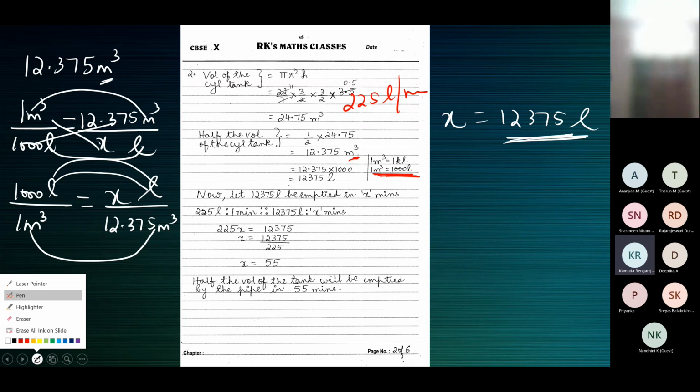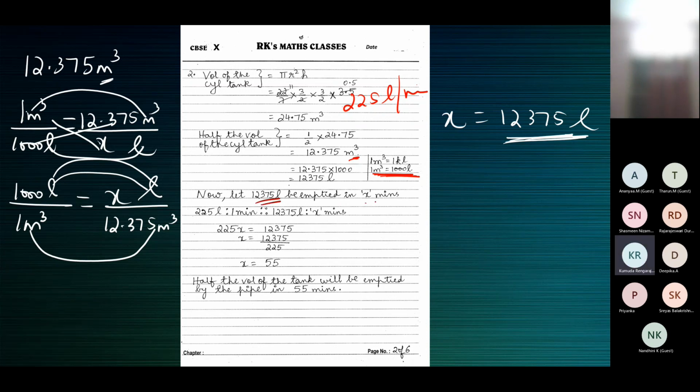Now what have I written? Let this volume be emptied in x minutes. If you've used x earlier and calculated, use y minutes here. Again, there's a proportion here. 225 liters is emptied in 1 minute. Then so many liters will be emptied in how many minutes? That's all. It's a proportion.